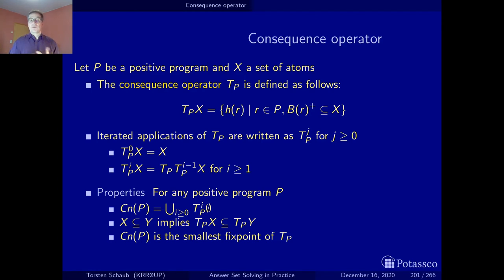Again, as I was saying, there is of course a logical characterization. The consequences of a positive logic program are given by the smallest model, and now we have a mathematical characterization, or an operational characterization, by means of the TP operator. Okay, let's have an example to look at this once more and deepen it a little bit before we then really go into solving ASP programs.